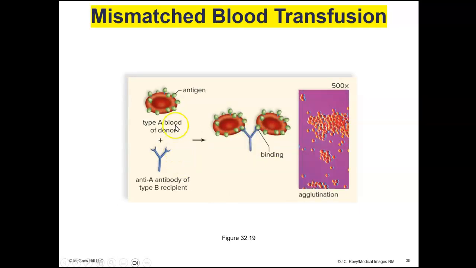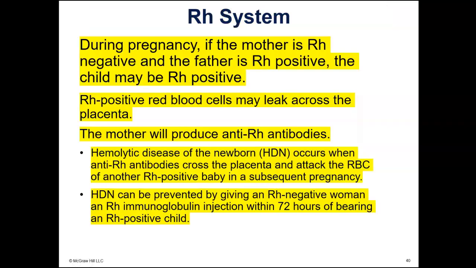But if you have A blood that's being donated to someone who is type B, they're going to have anti-A antibodies in their plasma. And you see how the ends here of that Y-shaped antibody are rounded. So those antibodies are going to bind to the A antigens on the type A blood, and that's going to cause clotting. So that will cause a cross reaction.